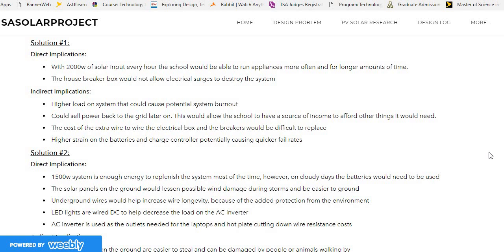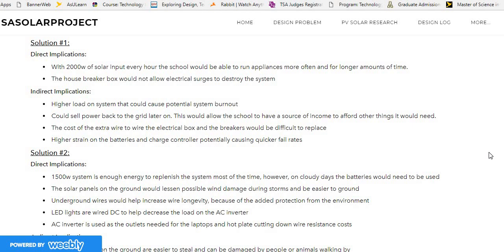Some indirect implications would be higher load on the system that could cause potential system burnout. It could sell power back to the grid later on. This would allow the school to have a source of income. So, for example, if the school was able to sell enough electricity back to the grid, they could potentially make enough money to have Wi-Fi in the school to further help student learning. Third, the cost of extra wire to wire the electrical box and the breakers would be difficult to replace.